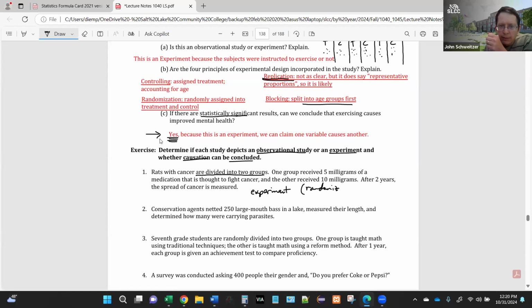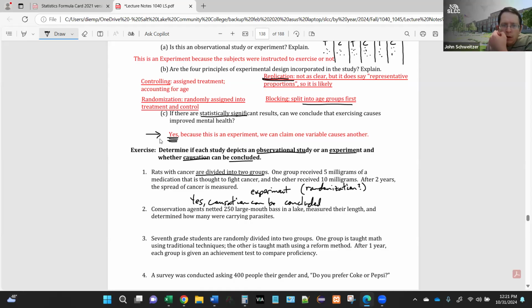But again, it's not giving us a ton of information here about this study. So if there was randomization and the other principles of experimental design, then yes. Okay, so you can say yes, causation can be concluded here if there was randomization.